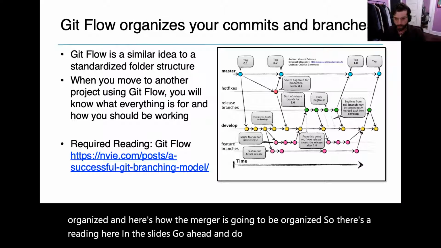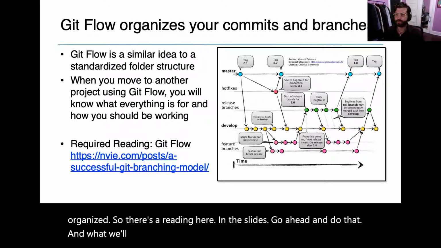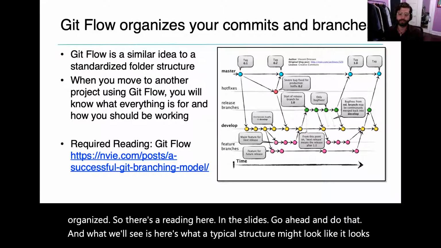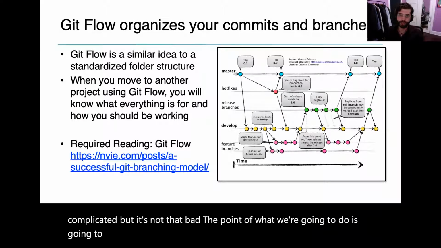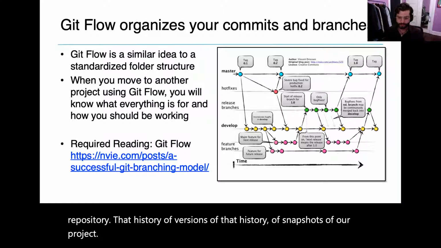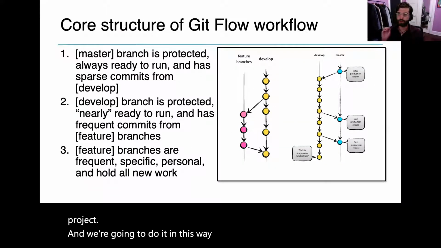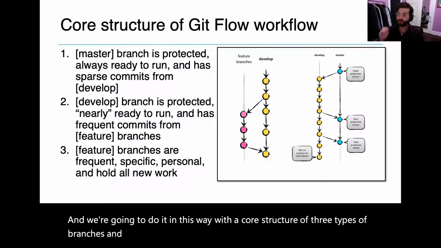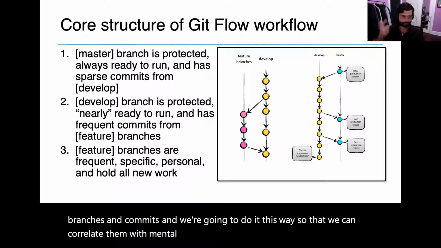And what we'll see is here's what a typical structure might look like. It looks complicated, but it's not that bad. The point of what we're going to do is break this down to the individual pieces that build up that repository, that history of versions, that history of snapshots of our project. And we're going to do it with a core structure of three types of branches and commits, so that we can correlate them with mental models of human work.